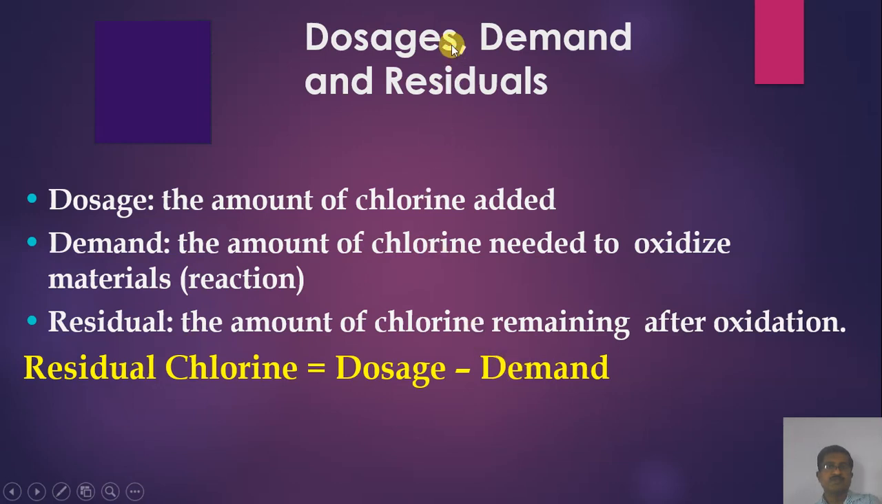Now some terms regarding dosage, demand and residual. What is dosage? The amount of chlorine added. What is demand? The amount of chlorine needed to oxidize materials or for reactions. Residual is the amount of chlorine remaining after oxidation. So residual chlorine is equal to dosage minus demand. So please remember this.